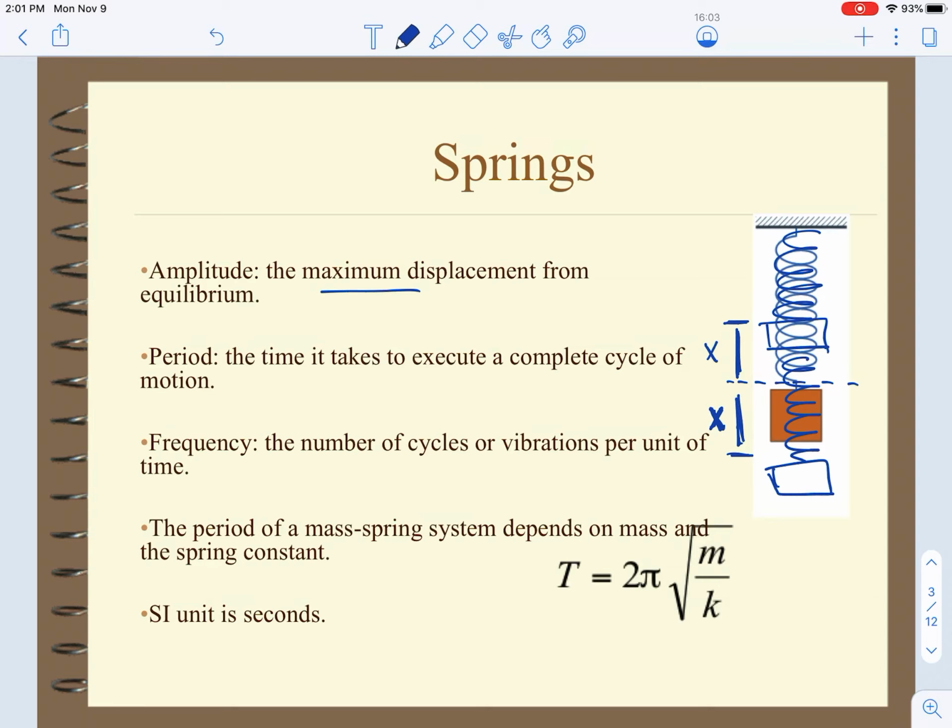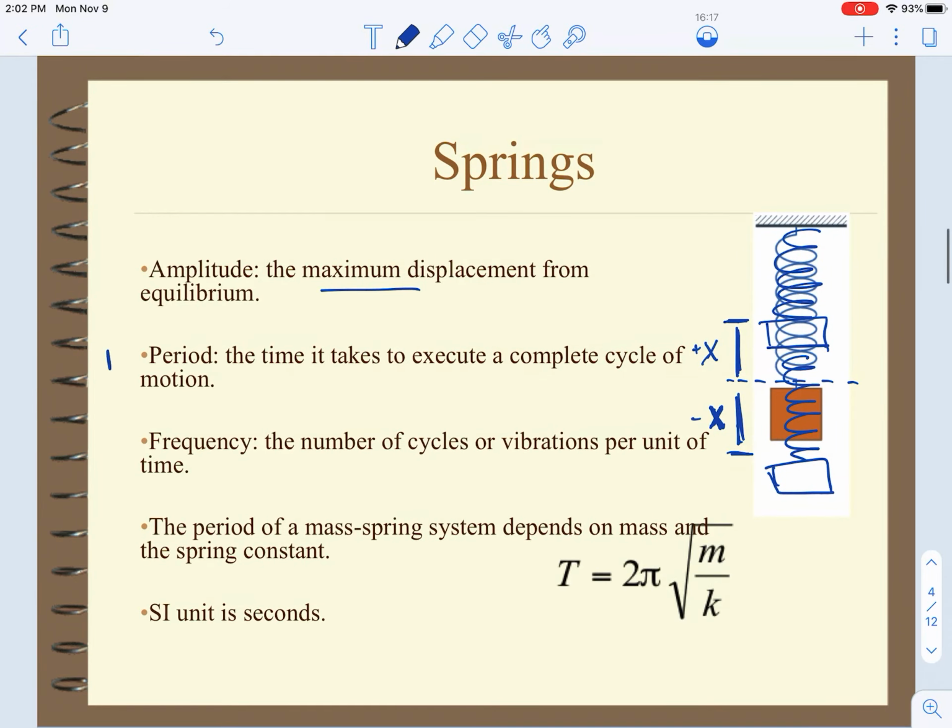If we want to think of these as being directional, or if we were looking at a graph and we were graphing their positions, this would be the positive and that would be the negative sides of equilibrium, but they would be equal in magnitude. Okay, so amplitude is going to be the greatest or maximum displacement from equilibrium. Once again, our period is going to be a period of time in seconds for only one complete cycle.